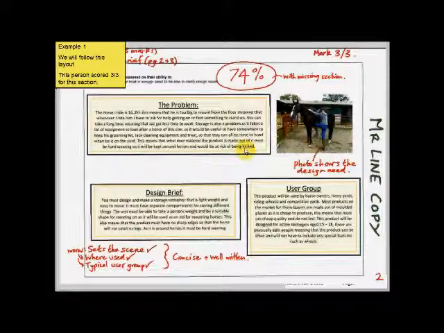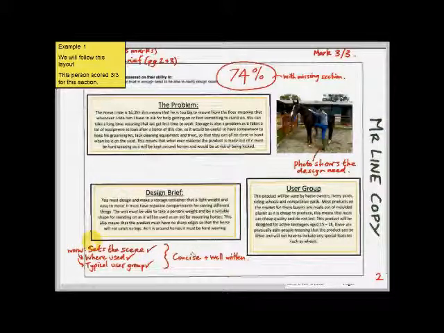So you are going to do this. You're going to put a photograph that shows the problem. This person here cannot get onto her horse without the aid of some kind of steps, and this photograph shows that. You talk about the problem, the design brief, and the user group. They are 3 distinct areas that really set the scene.